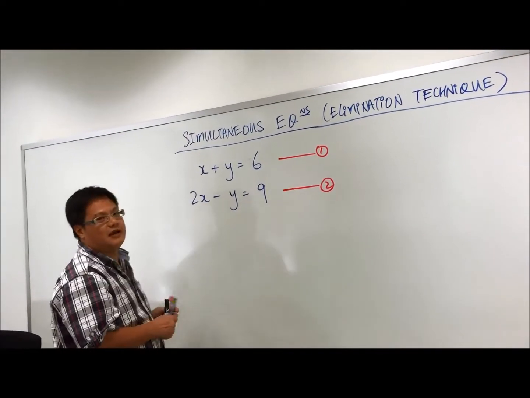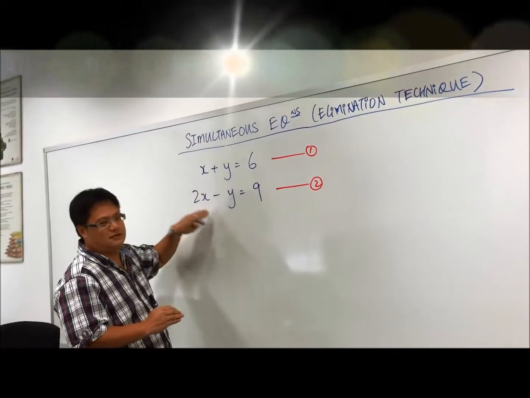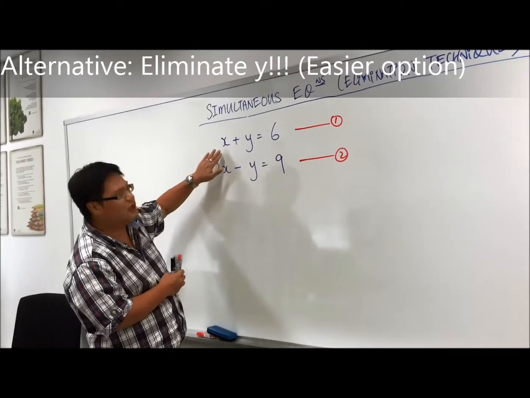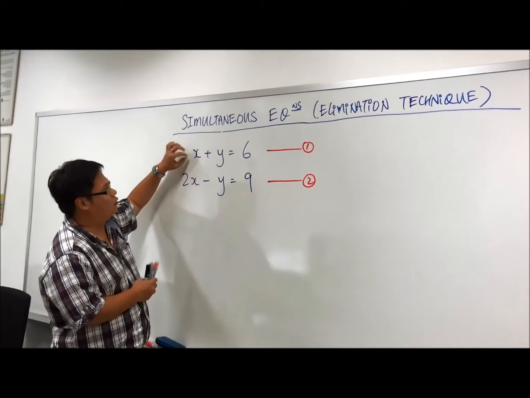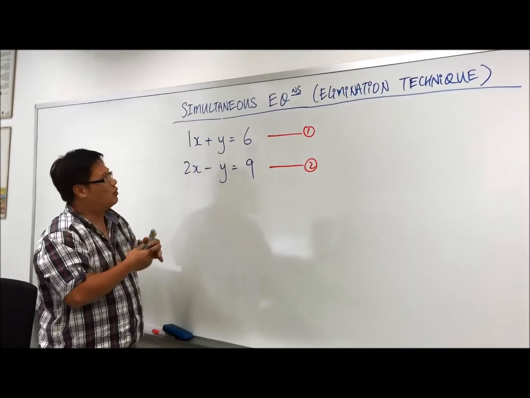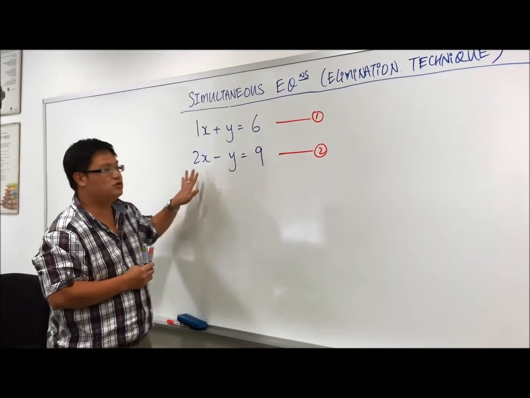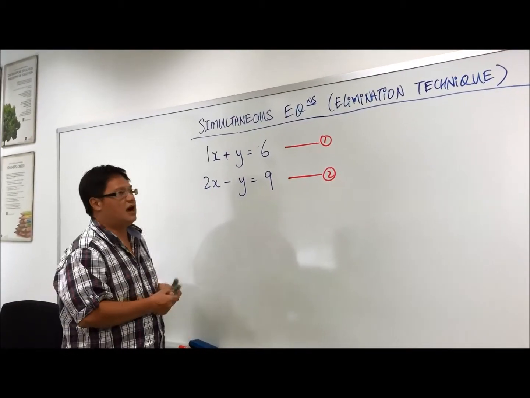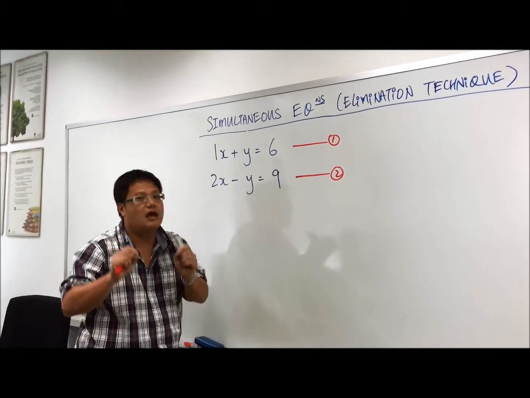Let's say I intend to eliminate the variable x, the unknown x. So what can I do? I realize that the coefficient of x in equation 1 is 1, because although there's no number, there's an invisible 1. The coefficient of x in equation 2 is 2. To eliminate one of the variables, my intention is to make both the coefficients of that unknown the same.